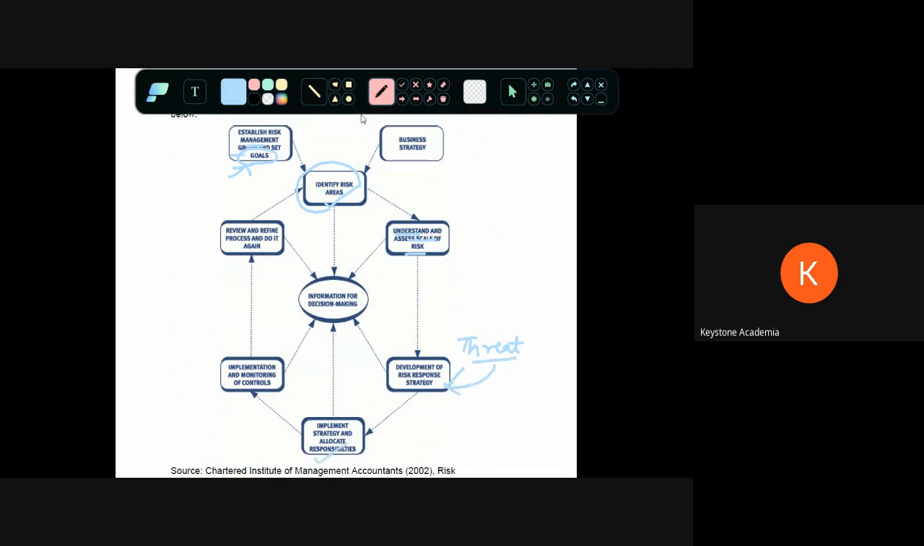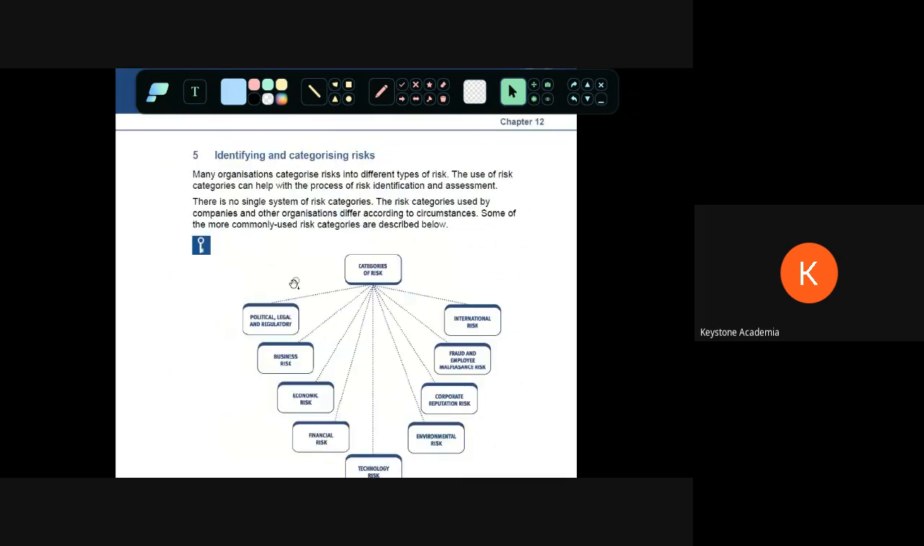Finally, implement it: allocate the responsibility to employees, implement and monitor the controls that we have put into the organization, and do a final review. All this revolves around the information for decision making, the data we are going to collect, and that will help us in decision making. Okay, this is your risk management cycle.